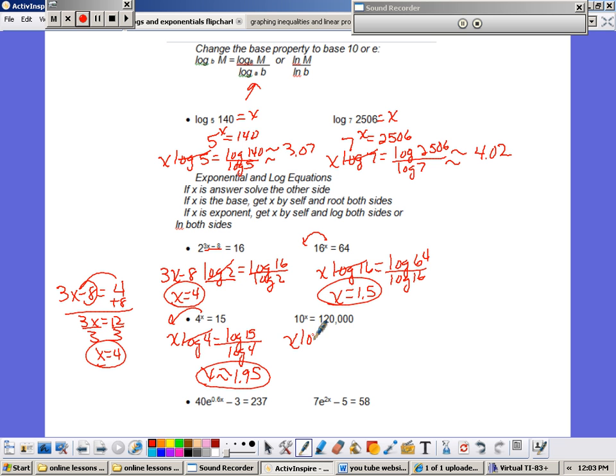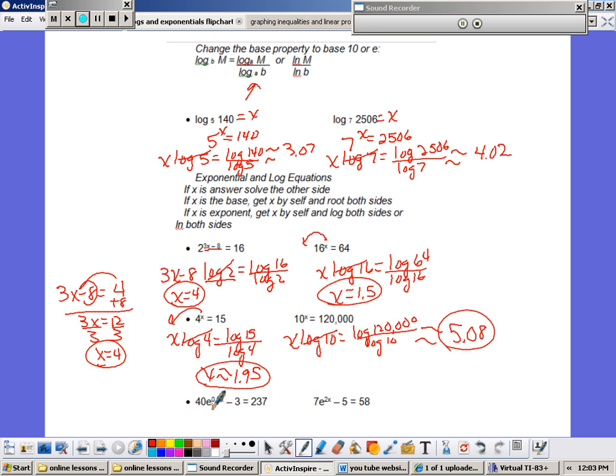Bring the x out front. Log of 10 to the x equals the log of 120,000. Divide by the log of 10. The log of 120,000 divided by the log of 10 is approximately 5.08.